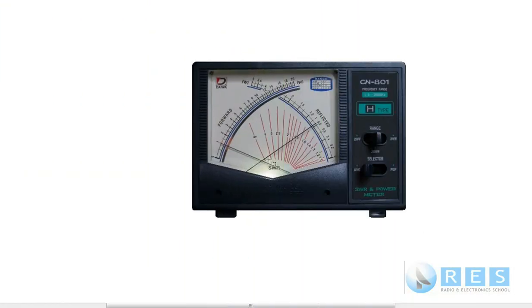The other type of SWR meter is the meter that's shown on the slide, and it's also the meter that I would recommend that you buy if you're going to buy an SWR meter. It's called a cross needle power meter. SWR meter, I'm sorry. It's both. It's an SWR meter and a power meter.